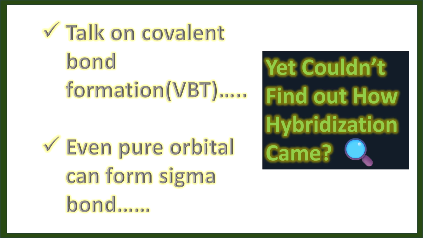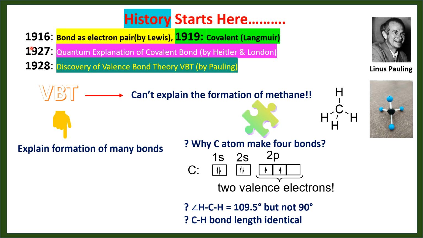We talked about covalent bond formation. Even pure orbitals can form sigma bonds, but we still could not find out how this hybridization concept came. History starts here. In 1916, scientist Lewis demonstrated that a bond is a pair of electrons. Then in 1919, scientist Langmuir said it is a covalent bond because they share their electrons.